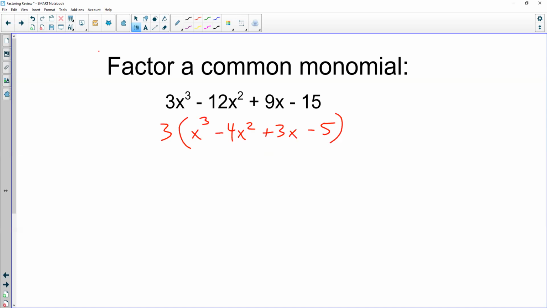Sometimes if you have a very complicated looking polynomial that needs to be factored, a lot of times just remembering this first step will make it a lot easier after that.